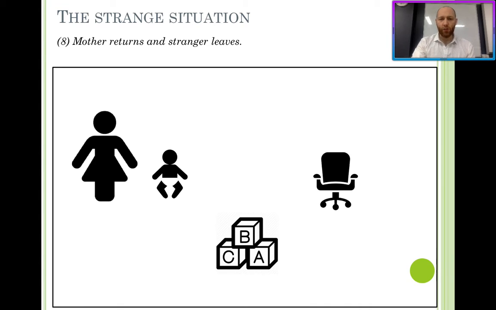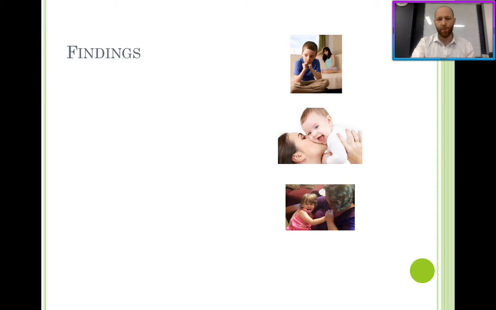So at each stage we're assessing separation anxiety experienced by the baby by the mother leaving, stranger anxiety by the presence of a stranger, and based on the observation of how it orientates itself around the room, general orientation towards the mother. So what did Ainsworth find?